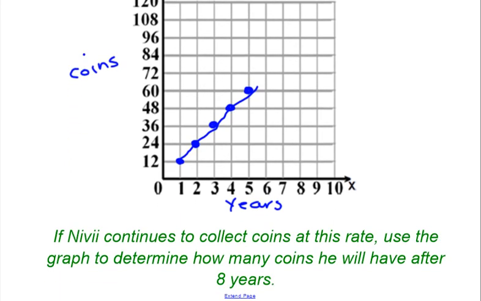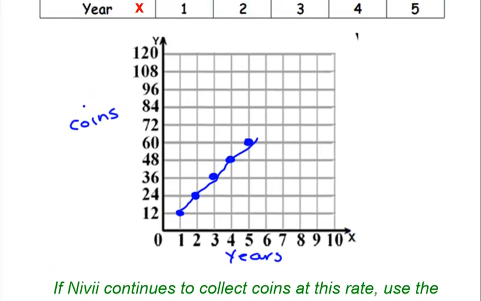Okay, we have a question now based on the graph. If Nivy continues to collect coins at this rate, use the graph to determine how many coins he will have after 8 years. So, I'm going to change colors here. After the 5th year, he'll go up to the 6th year, the 7th year, and then the 8th year. So after 8 years, how many coins will he have? He will have 96 coins.